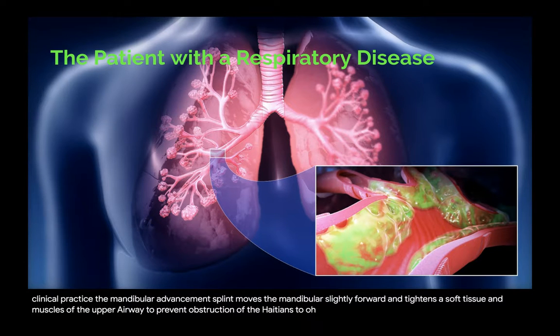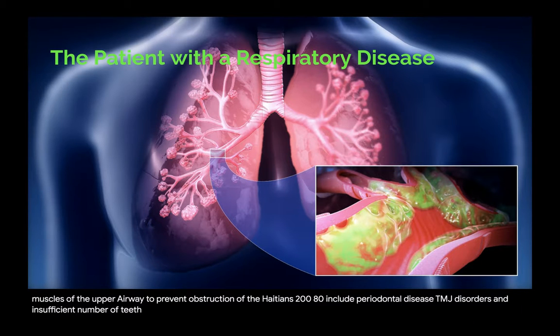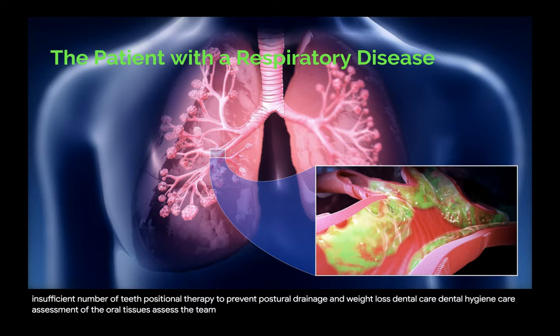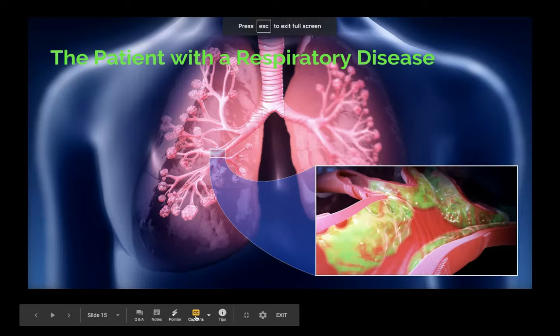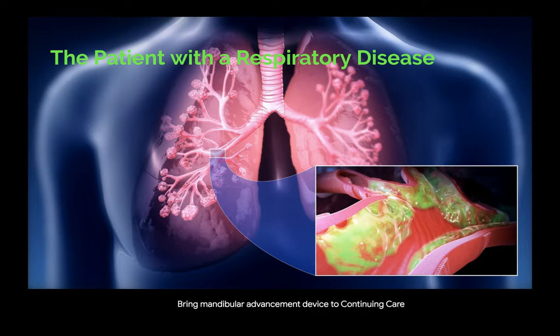Contraindications to OAT include periodontal disease, TMJ disorders, and insufficient number of teeth. Positional therapy to prevent postural drainage and weight loss. Dental hygiene care: assessment of the oral tissues. Assess the TMJ. Recommend non-alcohol based mouth moisturizers and rinse. Bring mandibular advancement device to continuing care appointment for evaluation and documentation.